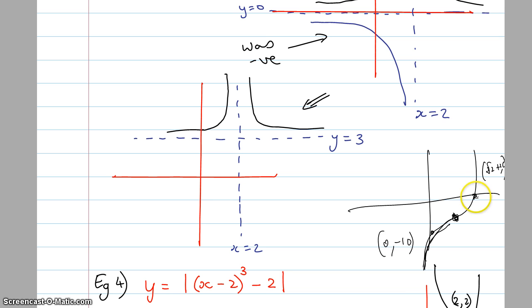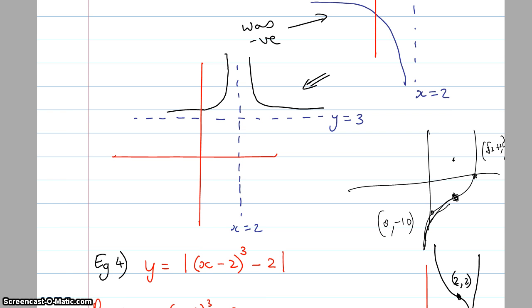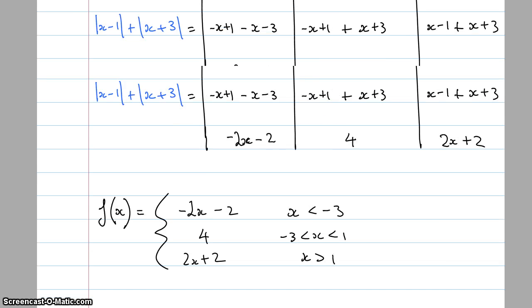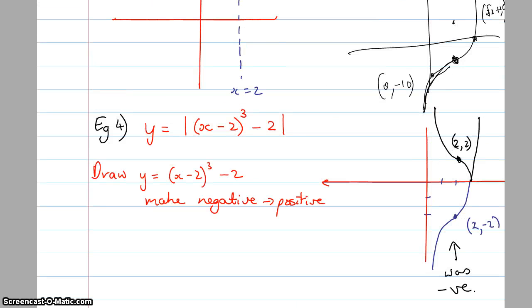It means that everything below this axis here, the x-axis, needs to change. So this point stays, but this point now becomes positive, and this point now becomes positive. And after I do all that, I end up getting a graph that looks something like this one down here.